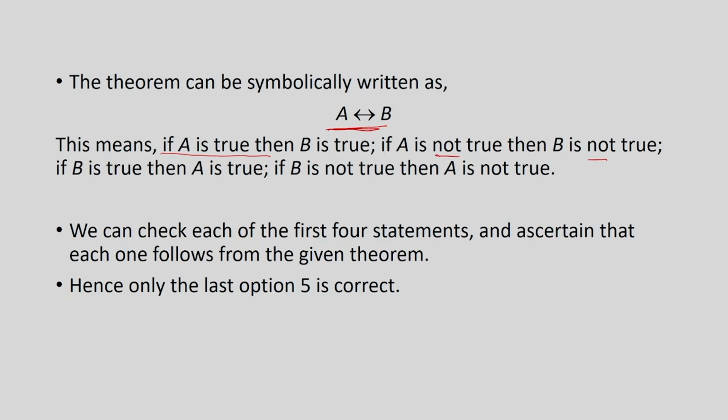At the same time, if B is true, A is true. That is, B is a sufficient condition for A. And lastly, if B is not true, then A is not true, and this basically means B is necessary for A. So, all these four statements actually follow from this: A if and only if B.